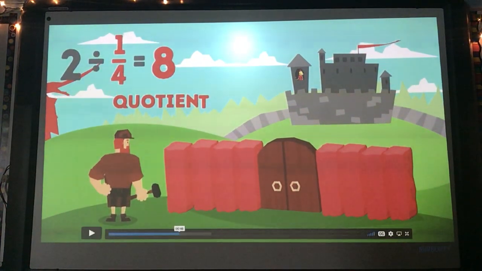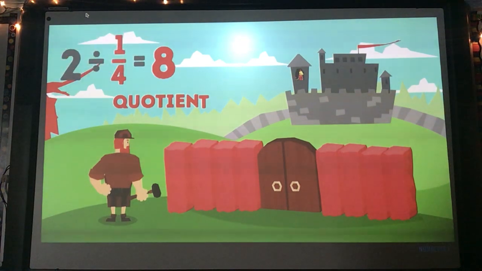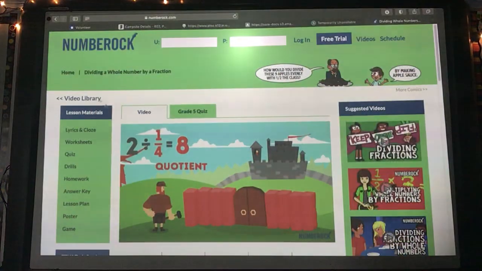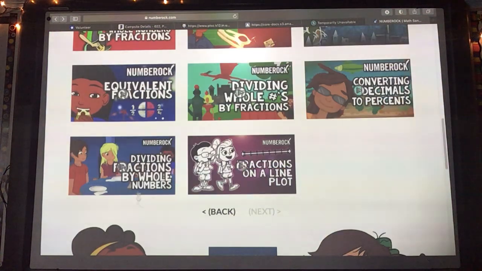I'm gonna stop this one. I was hoping they would show you the reciprocal. Let's try the other one.